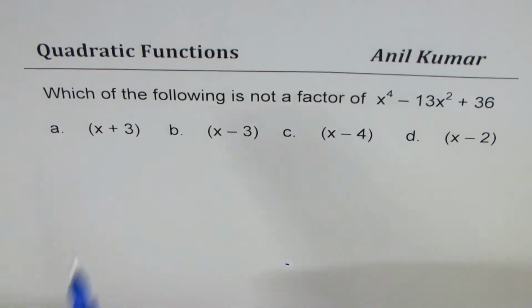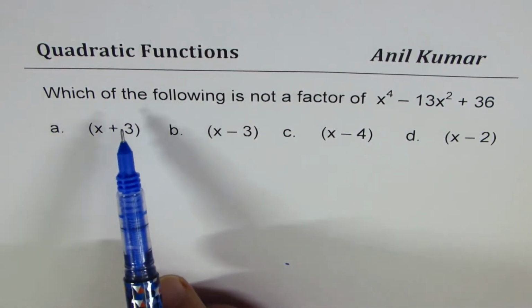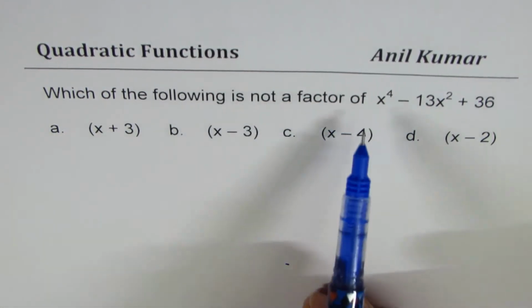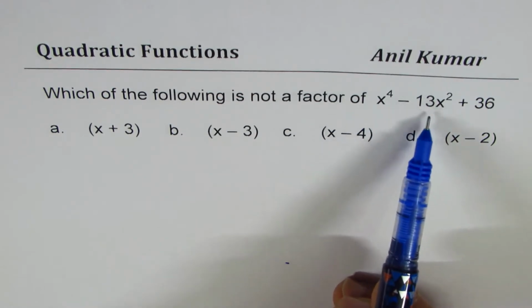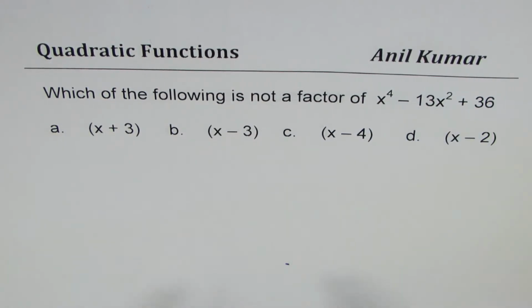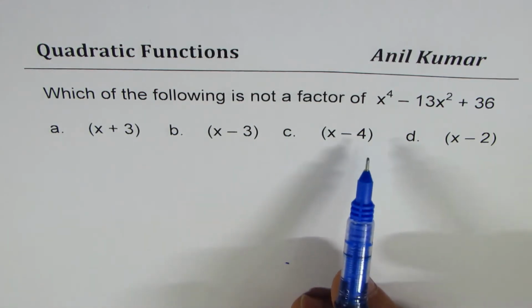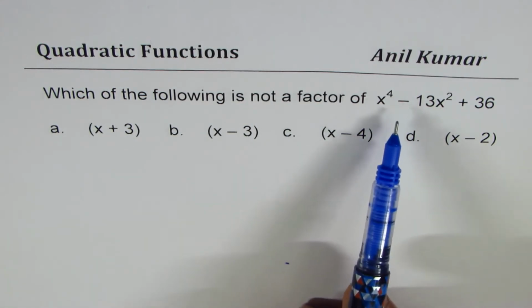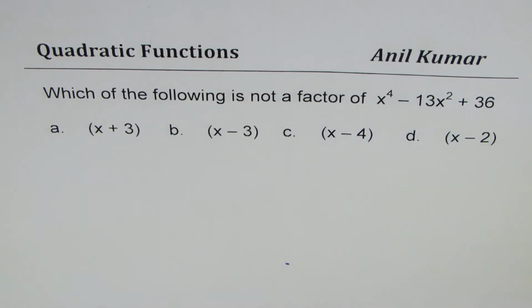In this video, we'll take three multiple choice questions of trinomials with degree 4. The question here is, which of the following is not a factor of x to the power of 4 minus 13x squared plus 36? So we are given four factors, out of which one of them is not a factor of x to the power of 4 minus 13x squared plus 36.